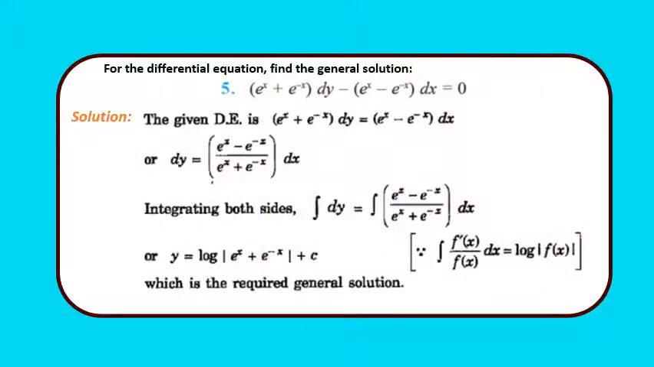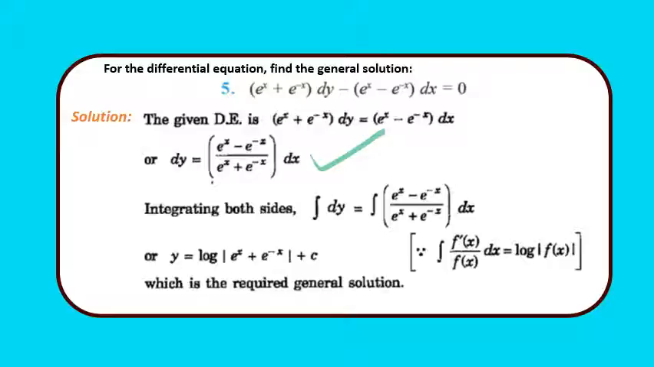Moving to question 5. For the differential equation, find the general solution. We have the differential equation as e power x plus e power minus x dy minus e power x minus e power minus x dx equals 0. So separating the variables, we have dy equals e power x minus e power minus x upon e power x plus e power minus x dx. So integrating both sides, we get integral of dy is equal to integral of e power x minus e power minus x upon e power x plus e power minus x dx.